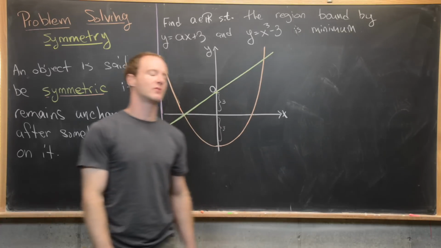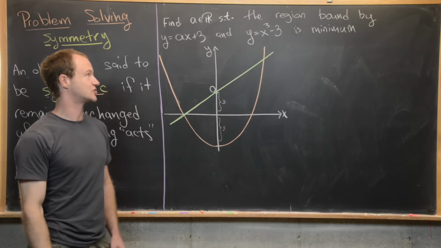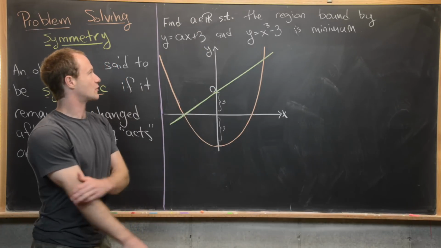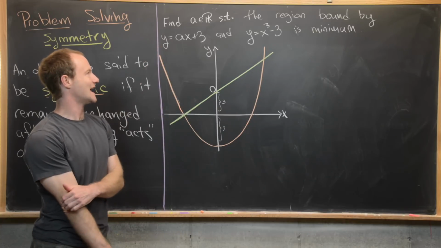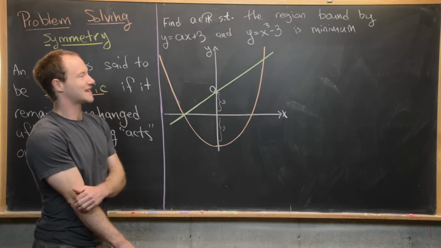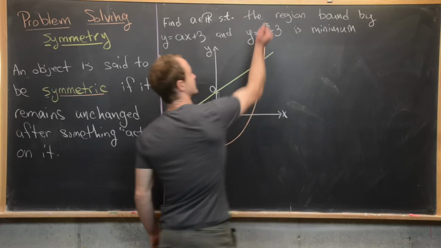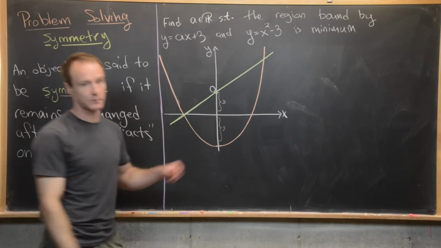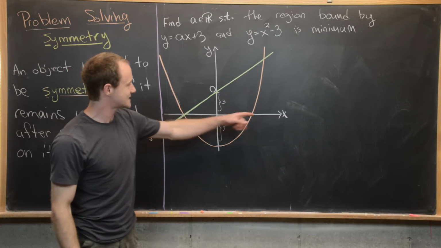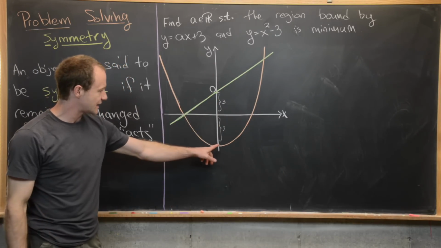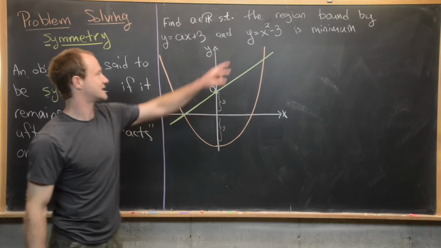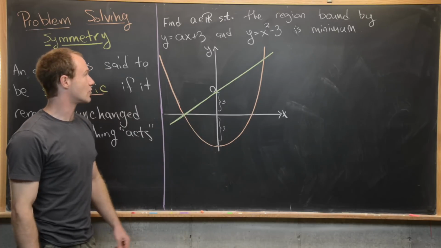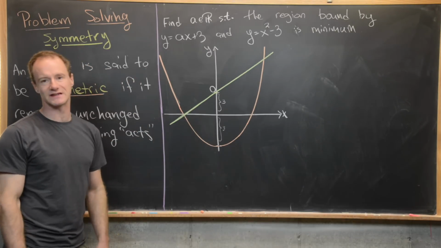Now we're going to look at another problem where we can exploit geometric symmetry. Our goal is to find a real number a such that the region bound by y equals ax plus 3 and y equals x squared minus 3 is minimum. I've drawn a little picture of what's going on here. I've got my x-axis, I've got my y-axis. Down here I've got my point 0, minus 3. That's the vertex of this parabola. Up here I've got this point 0, 3. That's the y-intercept of this line.